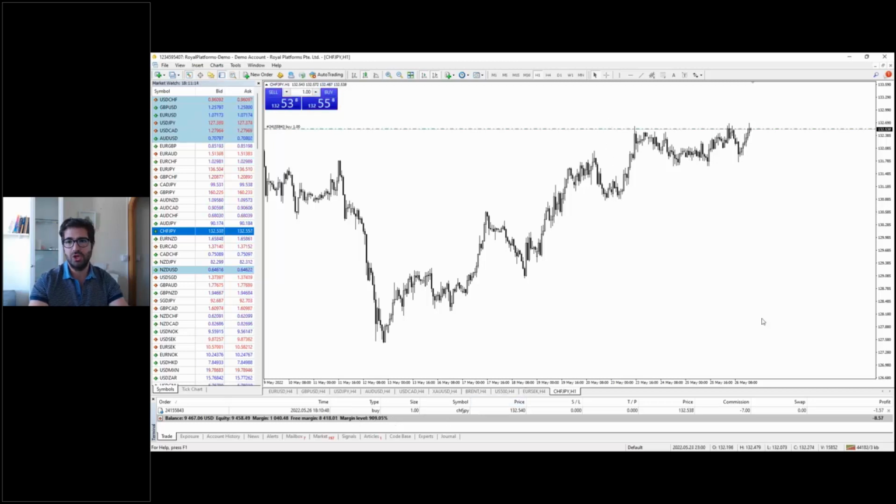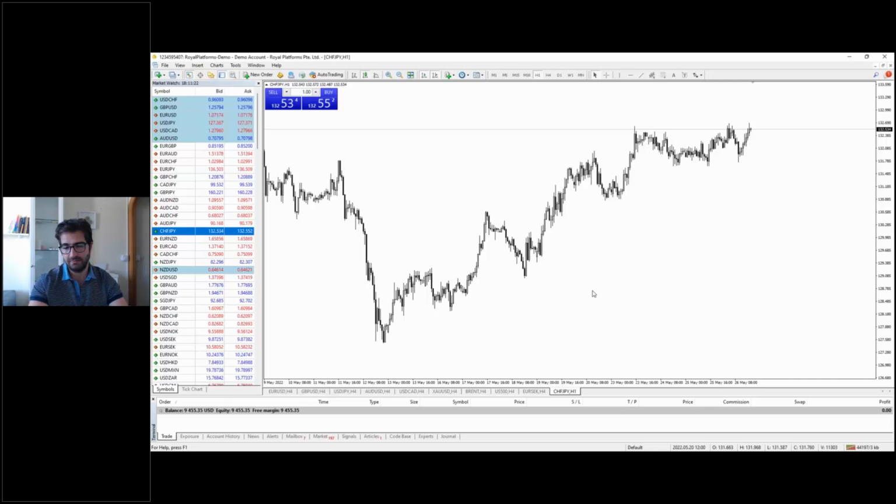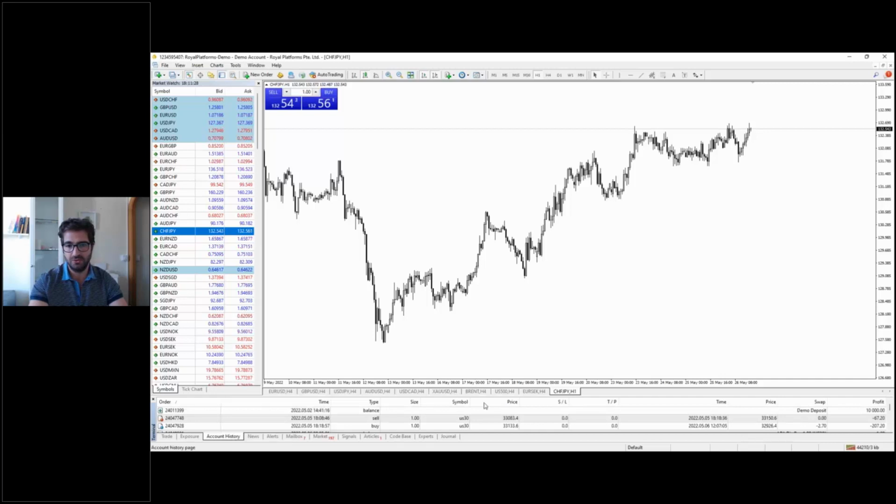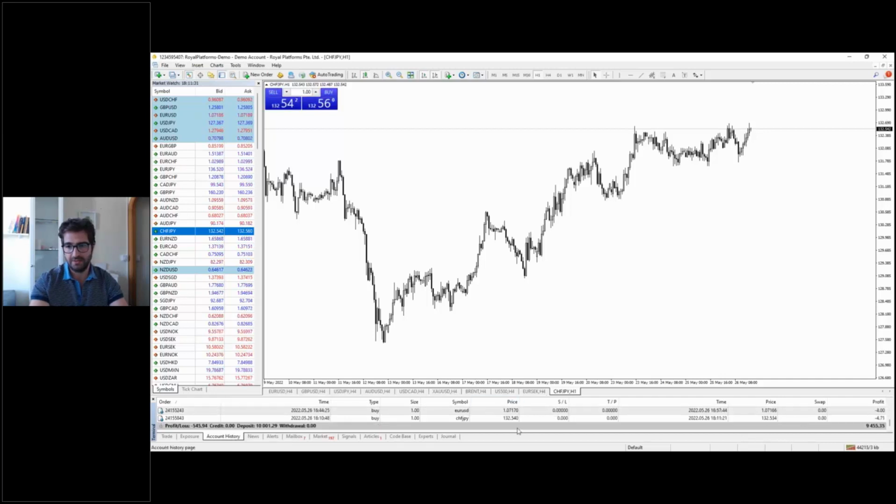So how to close this trade? The first and easy way is there is a cross here. If you click it, then it is closed. You're out of this trade. And if you would like to see your loss or profit, you would go to account history, and then you will see the trade that we have taken, which is here, CHF JPY.